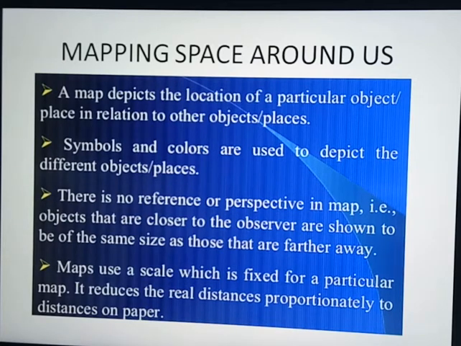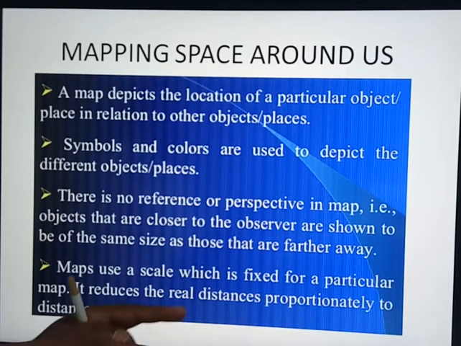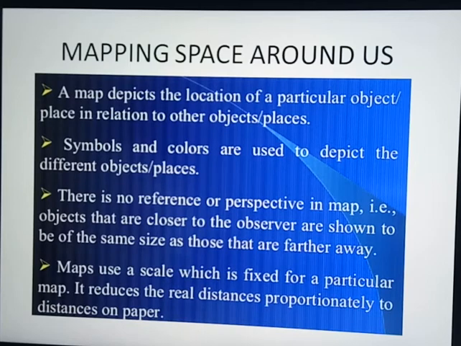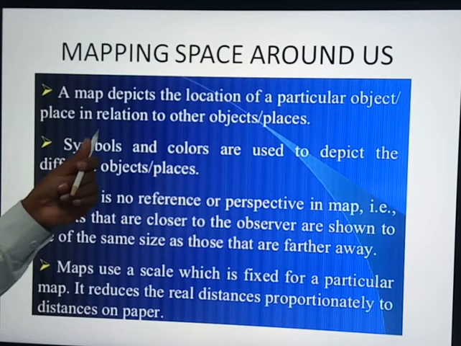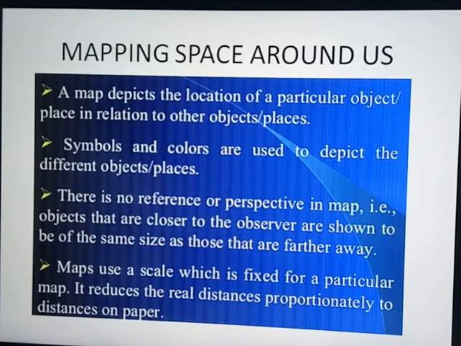Even in some wedding card invitations, they will show the address and the route map from the bus stand to reach the wedding hall. So these are indicated in the invitation cards also. Symbols and colors are used to depict the places or objects of different places. Sometimes for hospitals we use a plus sign.